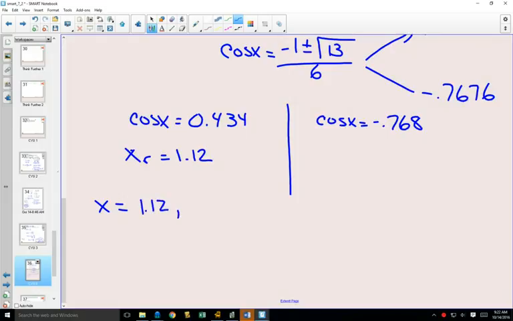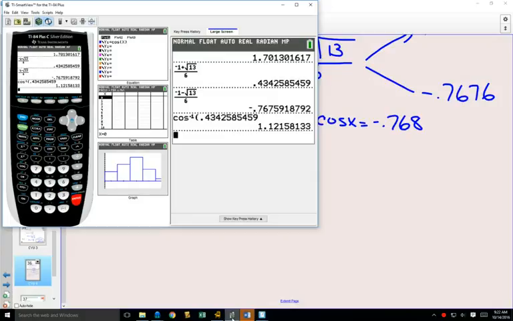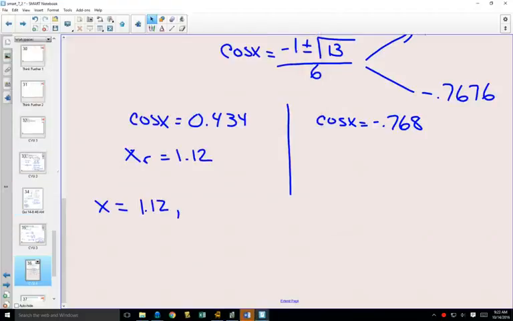And in quadrant 4, in order to find my answer in quadrant 4, two pi minus my reference angle, 5.16. So there's my answer in quadrant 1 and quadrant 4. I'm going to go to my other answer. Again, I'm going to find my reference angle by doing cos inverse.